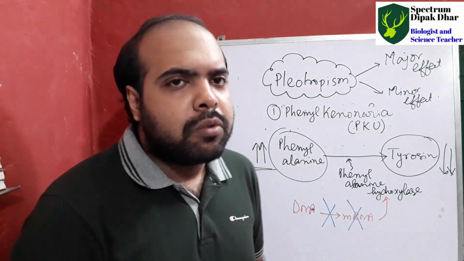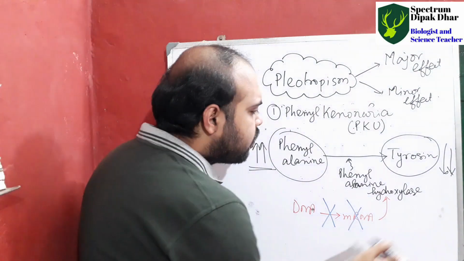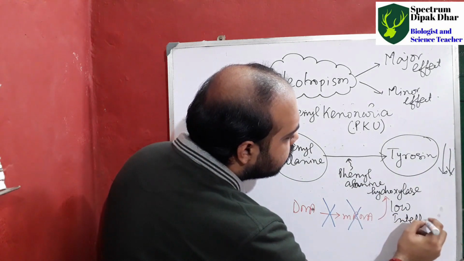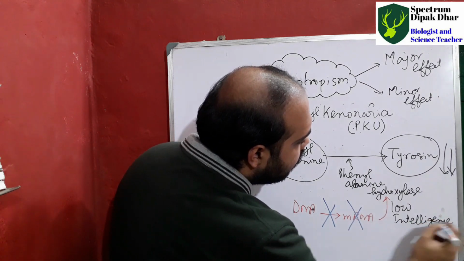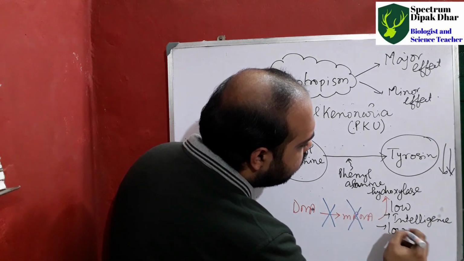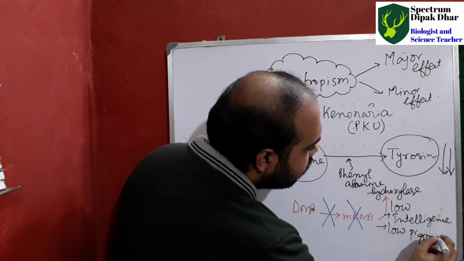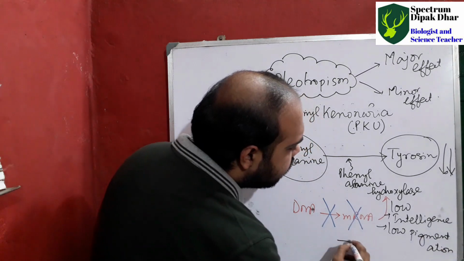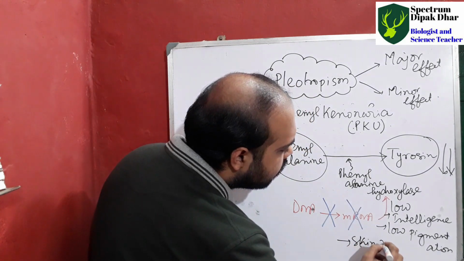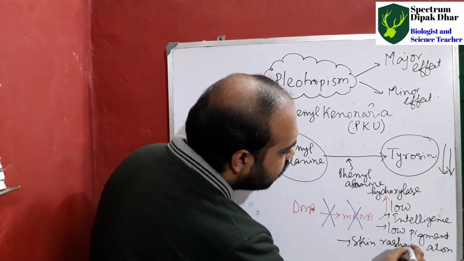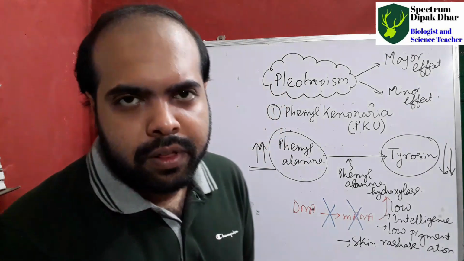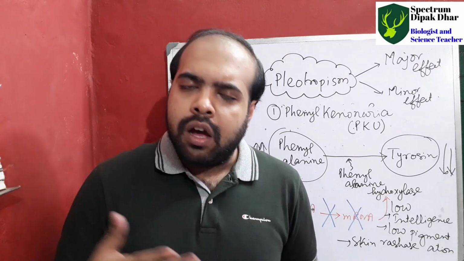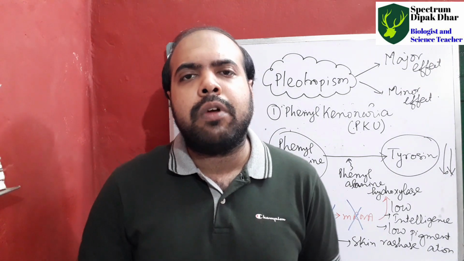Now, what are the symptoms of phenylketonuria? First symptom, low intelligence. Second, low pigmentation, and skin rashes and low thyroid levels. So it is one of the most major examples of phenylketonuria. That is the most common example of pleiotropism.